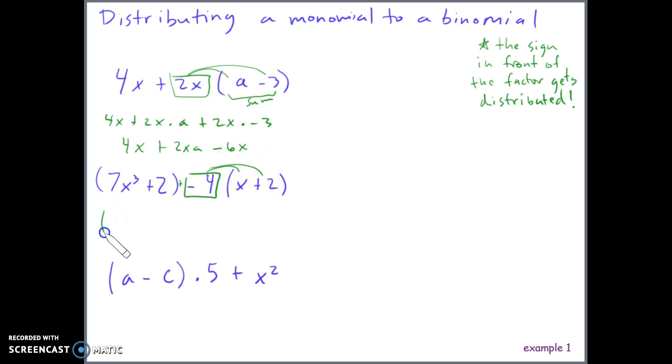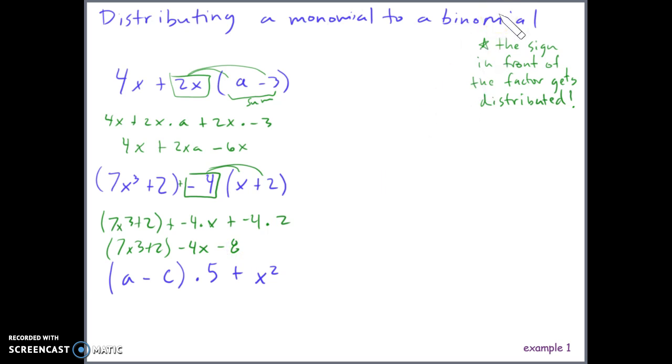So we can rewrite this as 7x to the third plus 2. And then we have plus a negative 4 times x plus a negative 4 times 2. Right, and I've got double signs, but not to worry. And we can simplify this as 2 in parentheses. Negative 4 times x is just negative 4x. And then negative 4 times 2 is just a negative 8. So we can simplify it to this.